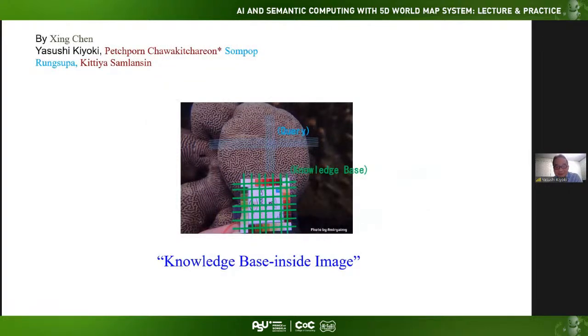So this is a knowledge base. Knowledge is included in the image. And this is an original coral. Original coral and knowledge can be taken in a photo all together. This is a good way. So that means the brain is inside of the image.